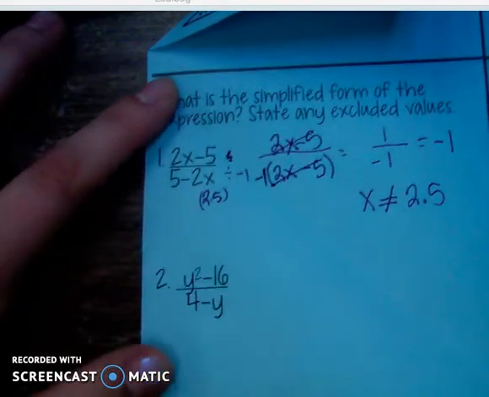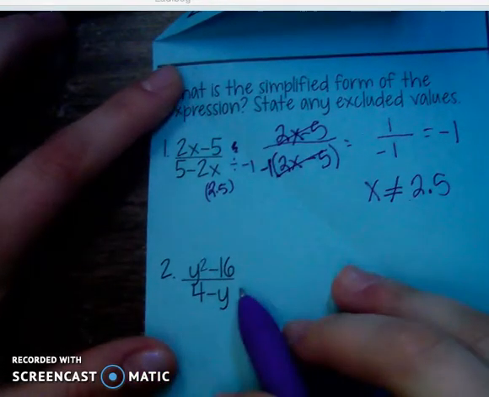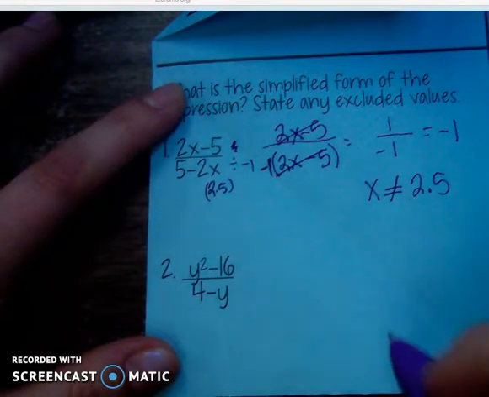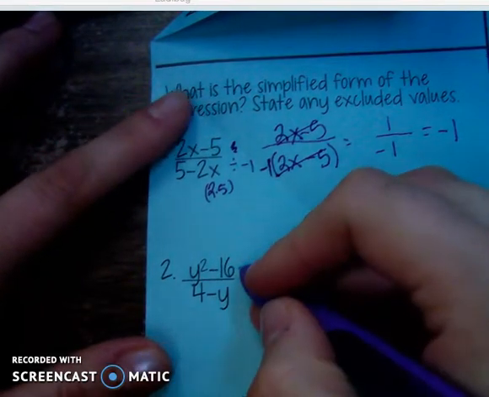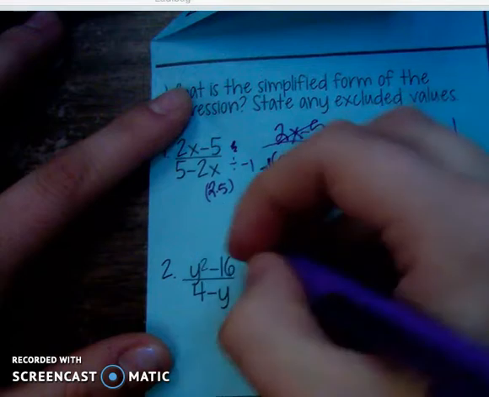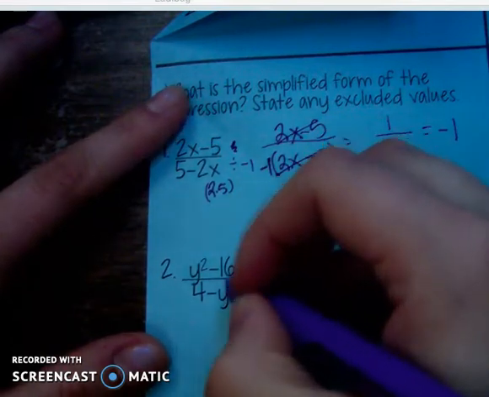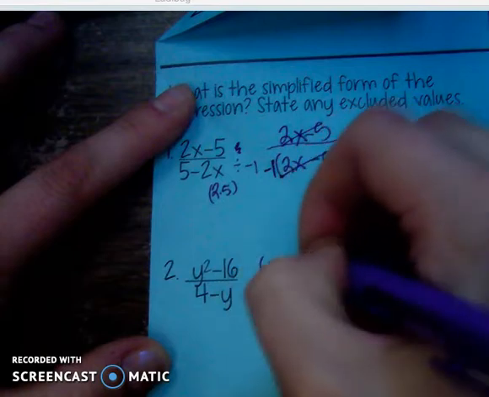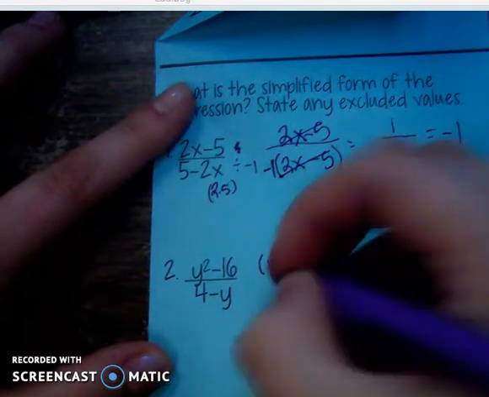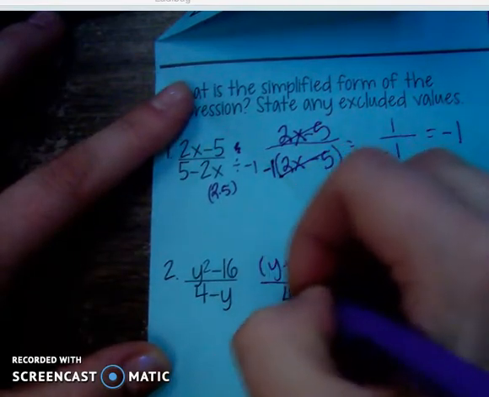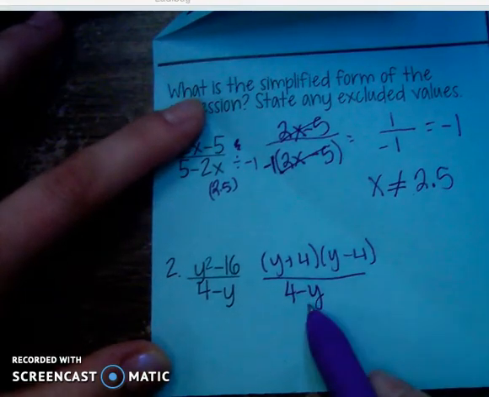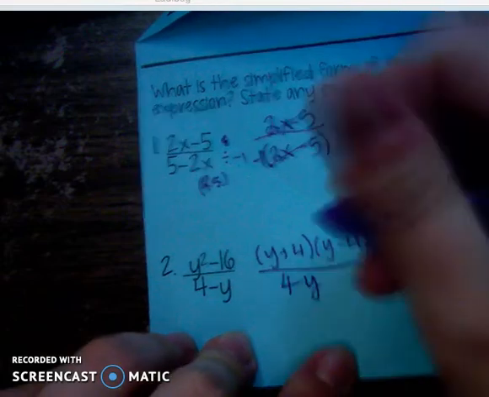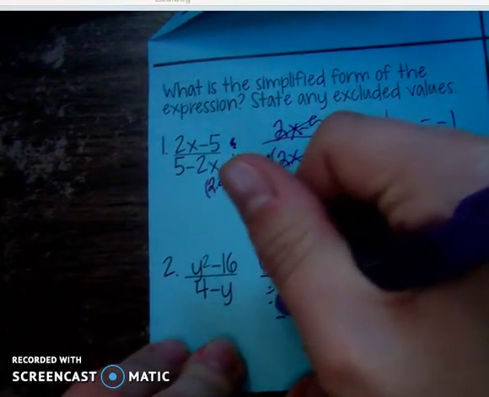And this number 2, similar here. I'm going to be using opposite factors, but I can see on the top here that I can factor this out. This is a special product. So what multiplies to negative 16 but adds to 0 since there's no middle term? Y plus 4 and y minus 4 over 4 minus y. We can recognize those are opposite factors. They're just switched around. So I'm going to divide out a negative 1.